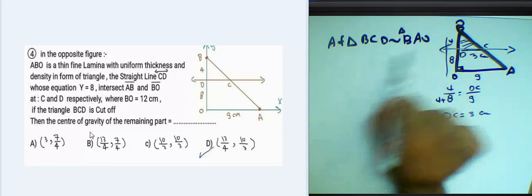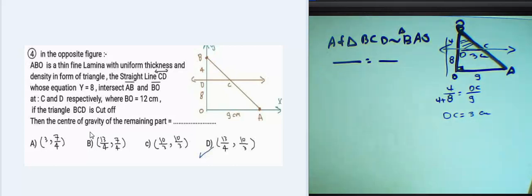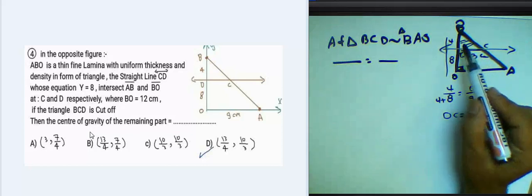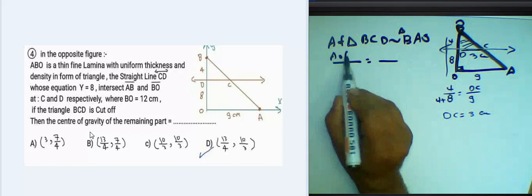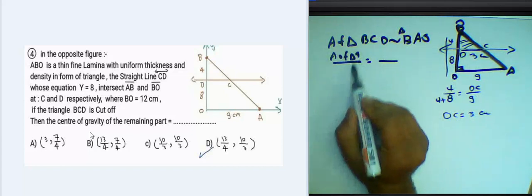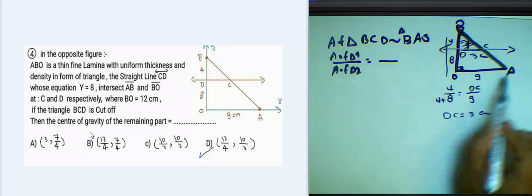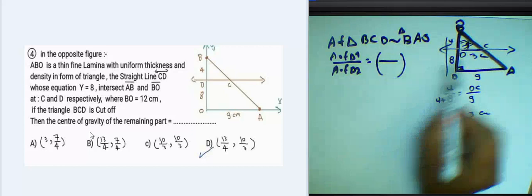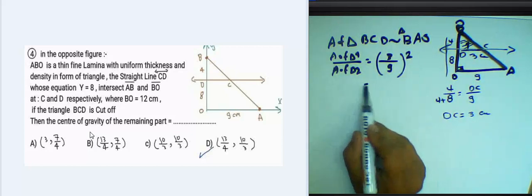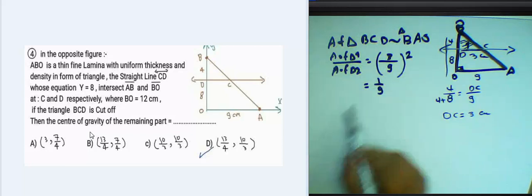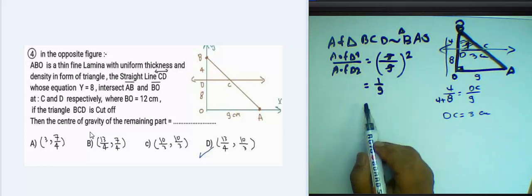This triangle BAO. Okay, we can find the ratio between the area of triangle number 1 and the area of triangle number 2. We can have 3 over 9, all to the power 2. The ratio between them will be 1 over 9. 3 divided by 3 is 1, 9 divided by 3 equals 3, to the power 2 equals 9.